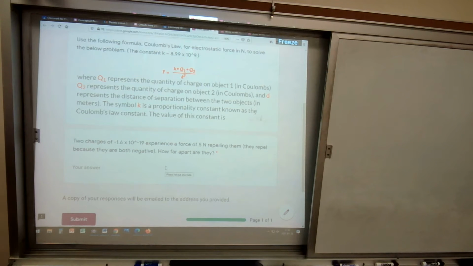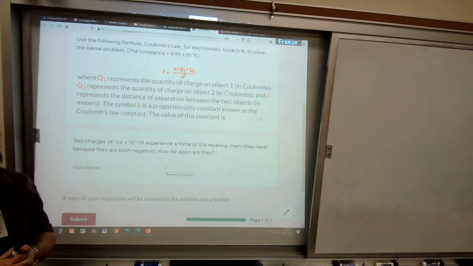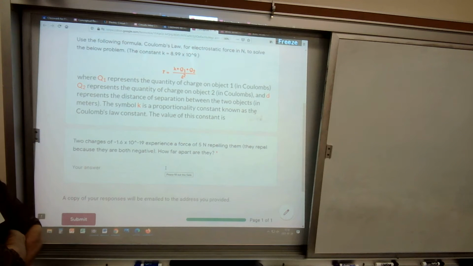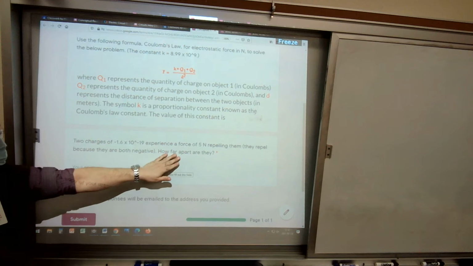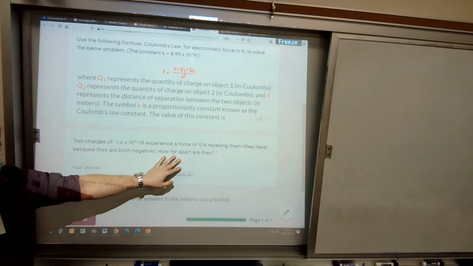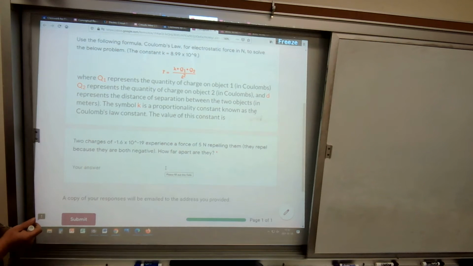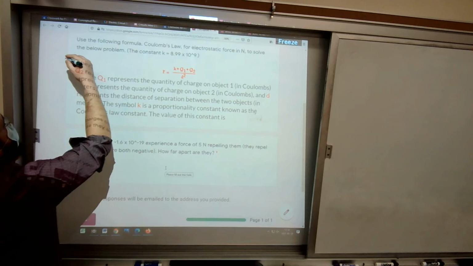This question is not one of these inverse square law questions. It's asking how far apart they are, so this one you just have to solve for the distance. I'm going to go ahead and write my stuff out here, starting up here to make sure I have room.